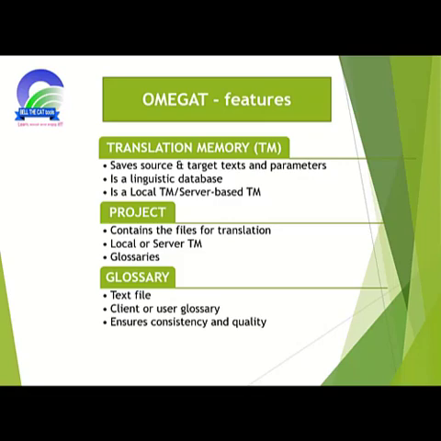OmegaT supports glossaries in three formats. First is Notepad text format, .txt. You can create a bilingual glossary with the source term first, then add a tab space and add the target term. You can also save the glossary in Excel format, but you have to save it as .csv. A glossary can be client-given or user-created. Using a glossary for brand terminology or terminology for a specific domain will help you improve your consistency and quality.